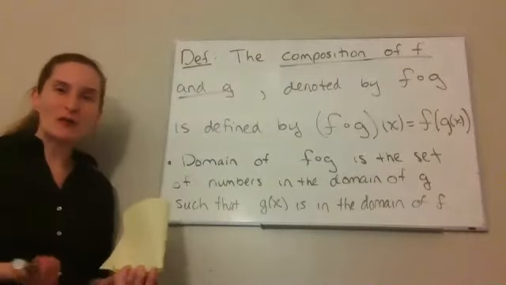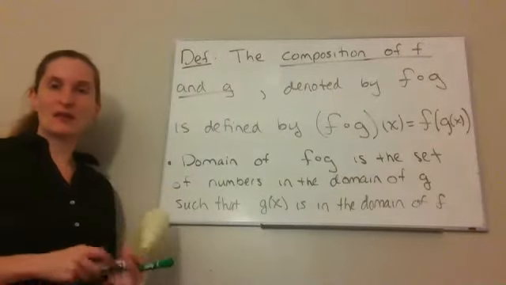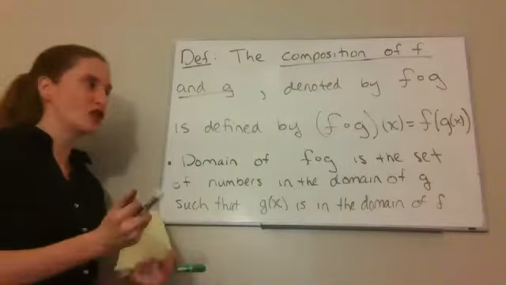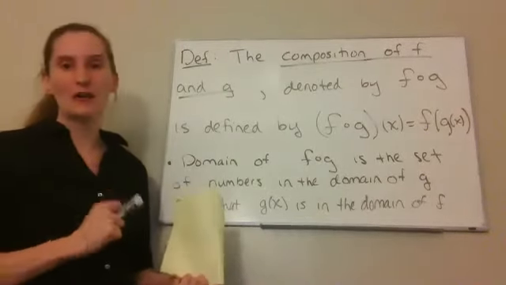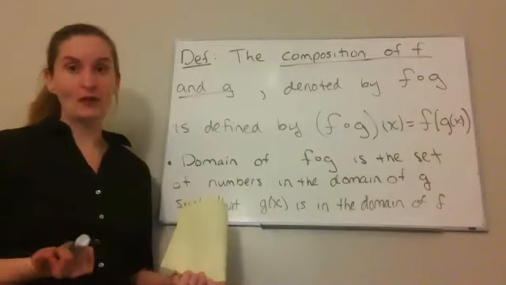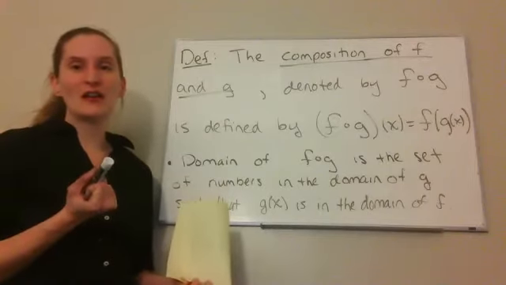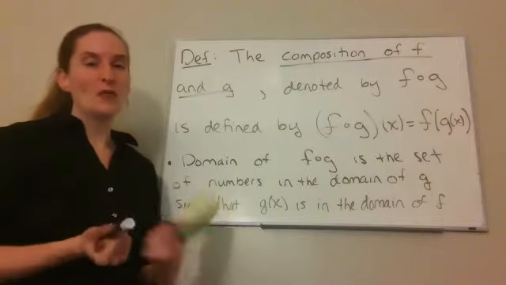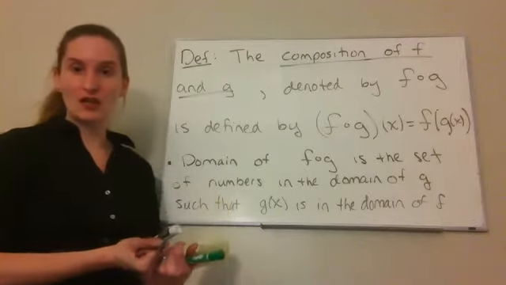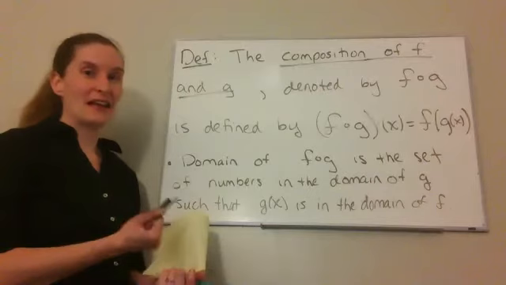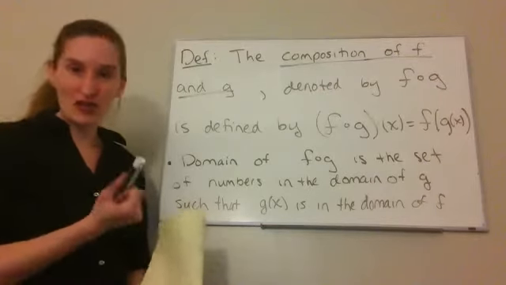It means first you have to only consider numbers that are in the domain of g, the function that gets plugged into the other one. That is your first consideration for the domain. And then you also have to consider if there's any point where the output of the function g ends up not being a valid input for the function f.